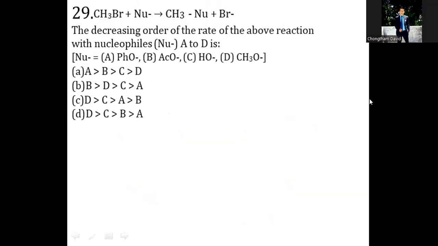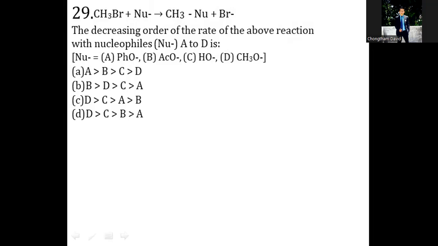Question number 29. Bromomethane on nucleophilic attack gives a product. Bromide is the free radical. It is a leaving group. The decreasing order of the rate of the above reaction with nucleophiles A to D is. You have to choose the correct answer.